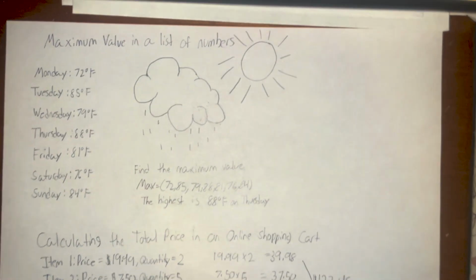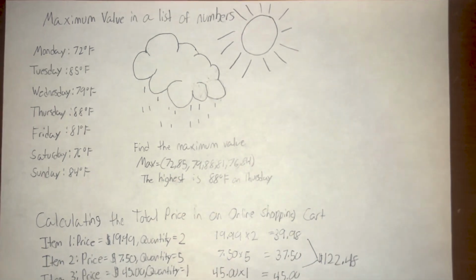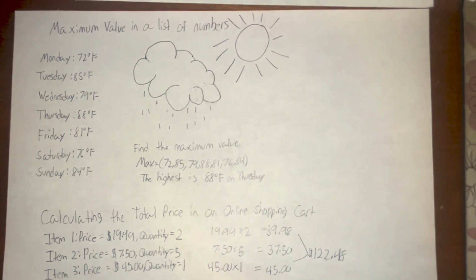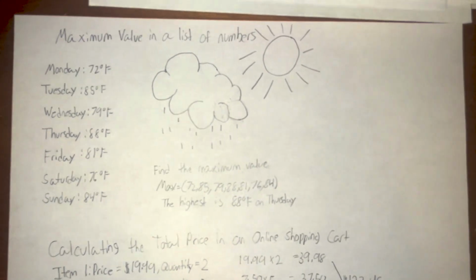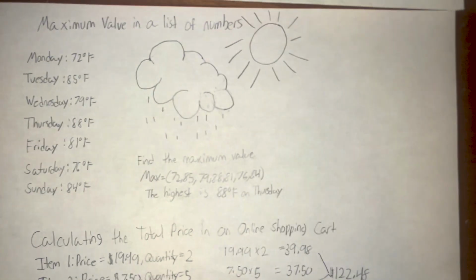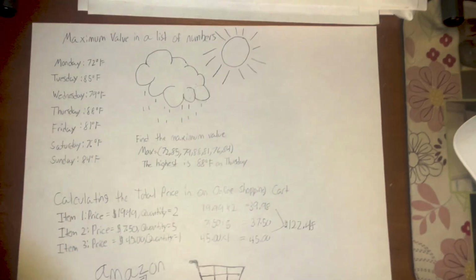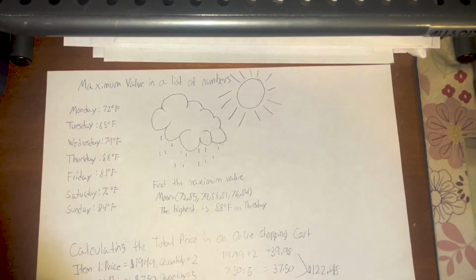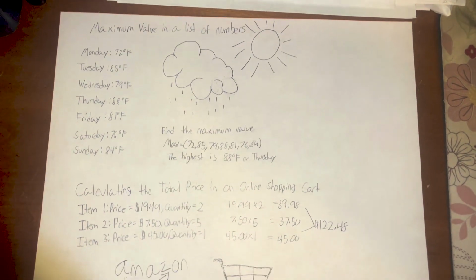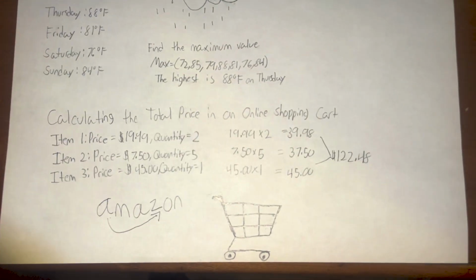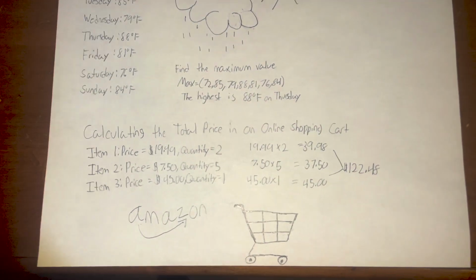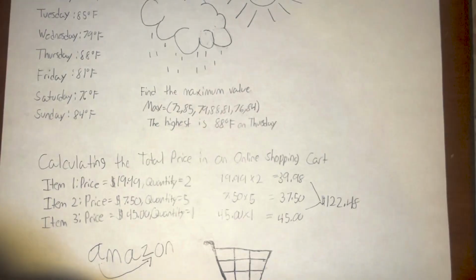And then at the end of the week, he would find the max and list them out in an algorithm. And as you can see, the maximum temperature of that week was 88 on Thursday. And another thing that he would do was in e-commerce for Amazon. And he would track how much money was in the user's cart.